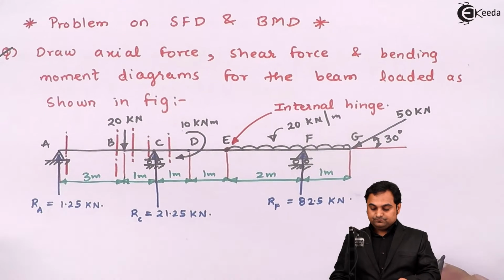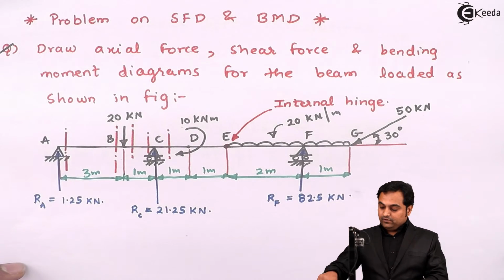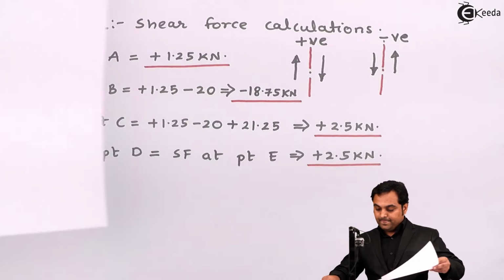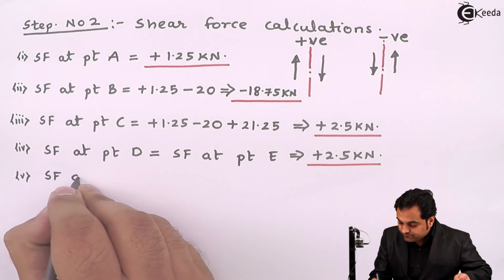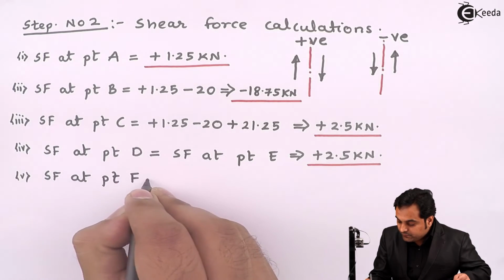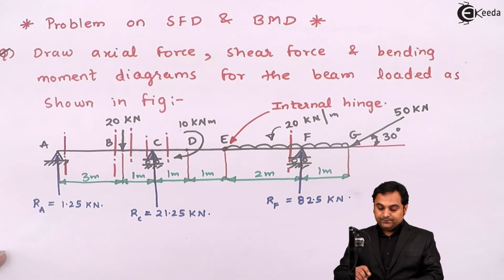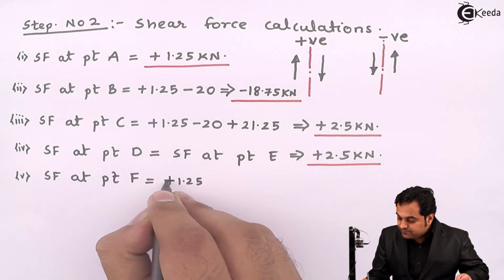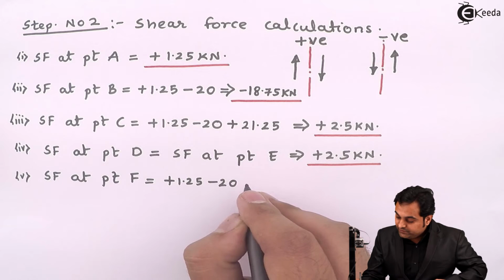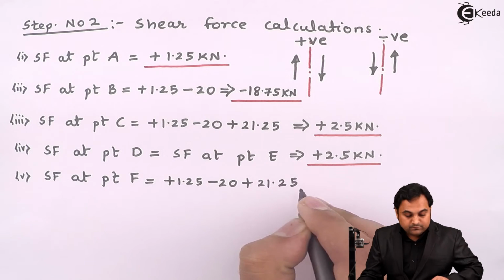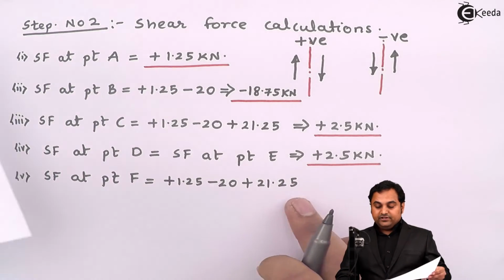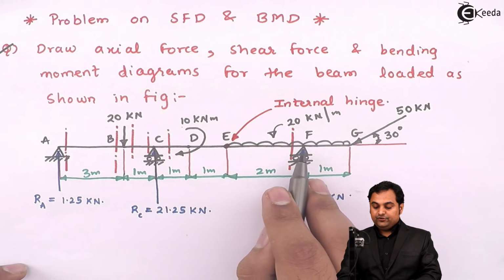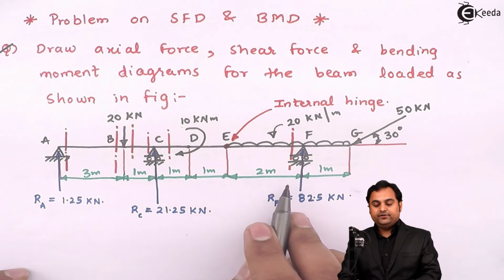Then at point F, I'll get two values of shear force. First, by taking the section on the left of point F, SF at point F will be equal to, here we have the value RA 1.25, which is plus, then minus 20 plus 21.25. Then after reaching here, there is even a UDL present in this portion, that is up to 2 meter, because I am taking the section very close to point F, so the distance can be considered 2 meter.